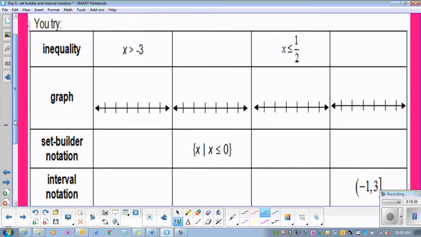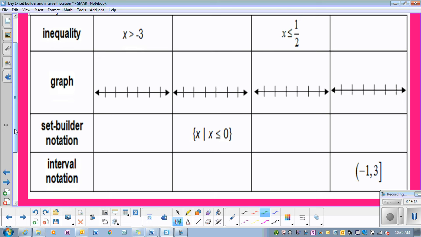All right, so now I want you guys to try this first one. I want you to do the graph, the set builder notation, and the interval notation, please. And then we'll do the next 3 together. All right, let's try the first one together. X is greater than -3, right? So I'm going to go to -3. Since it's a blank graph, just put it anywhere. Open circle, right? Greater, so it means I'm going to the right. All right, so graph is done.